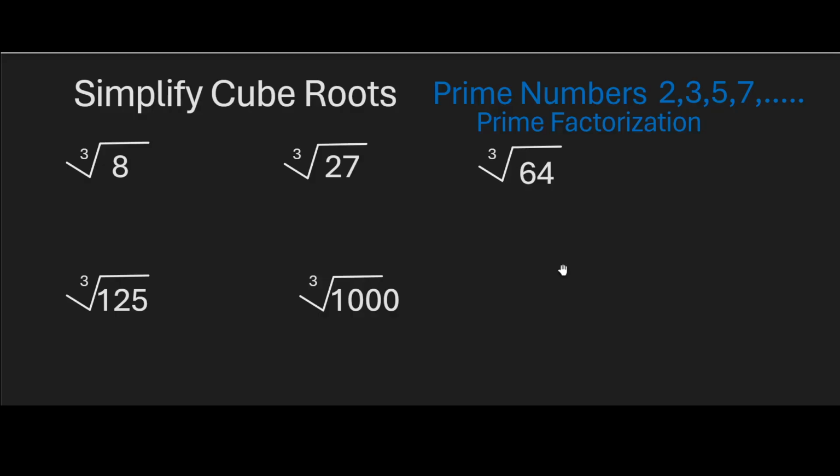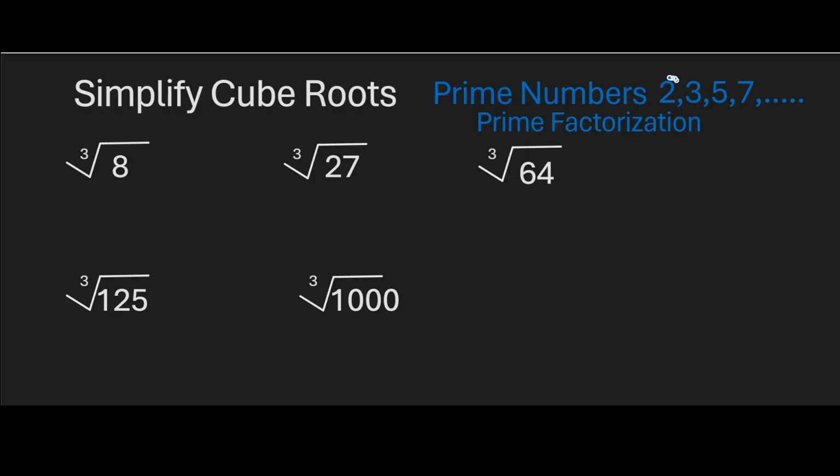Simplifying cube roots. To simplify cube roots, all we need to do is find the prime factorization of each of these numbers. For example, number 8. To find it, all I have to do is use prime numbers.